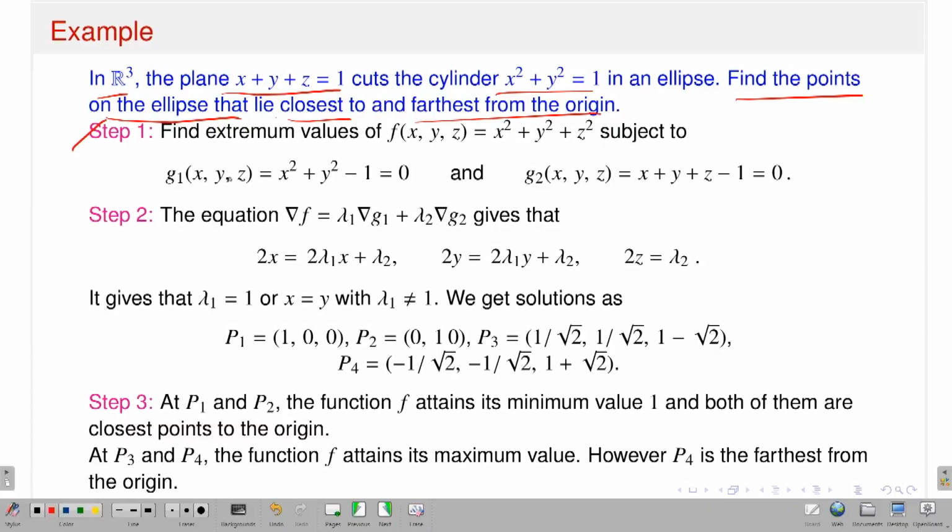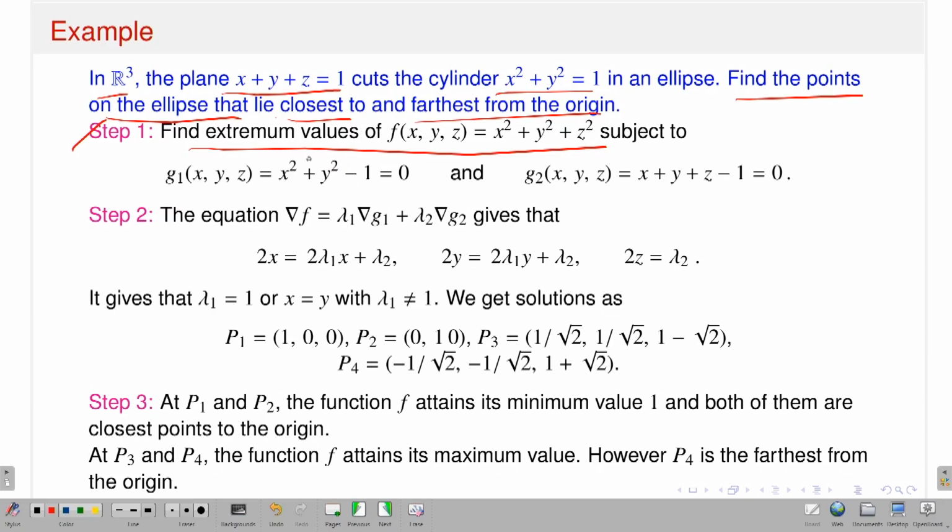So, the plane cuts the cylinder in an ellipse, and we want to find the points on the ellipse that lie closest to and farthest from the origin, that means the minimum distance and maximum distance. So, the first step is to find the extremum values of the function f of x, y, z. You can transform this into a constrained extremum problem subject to two constraints.